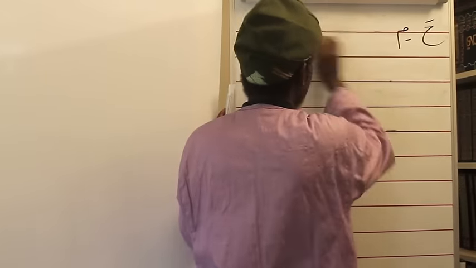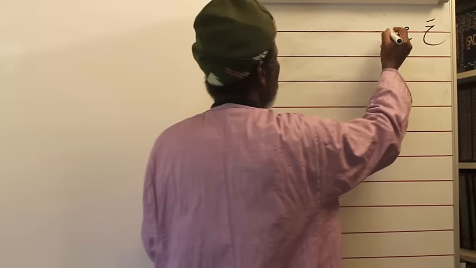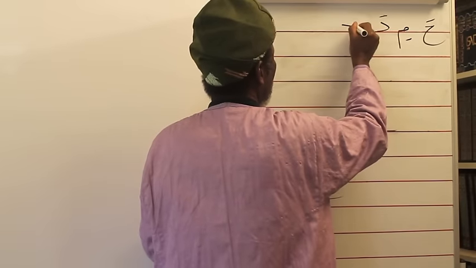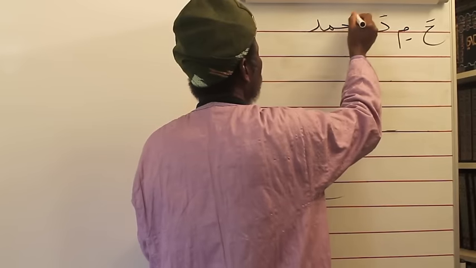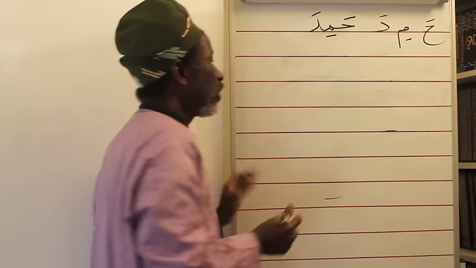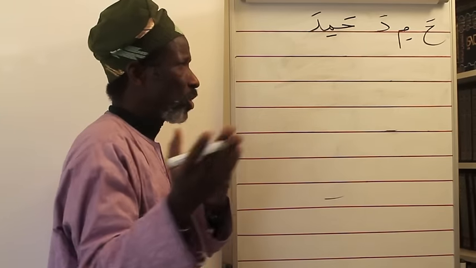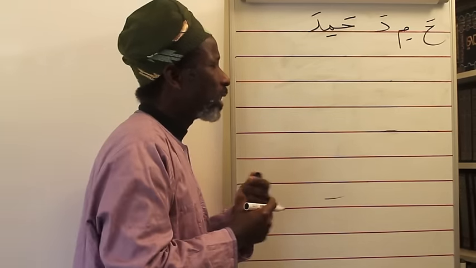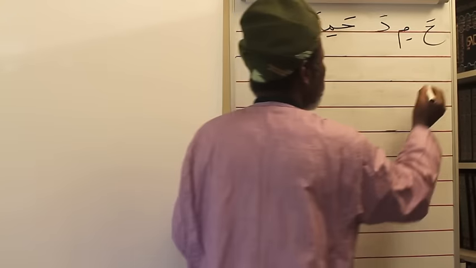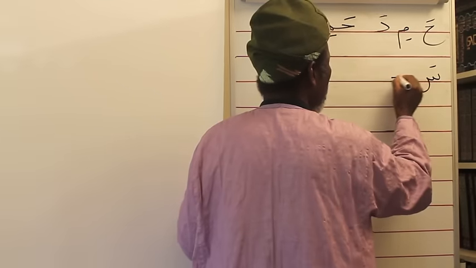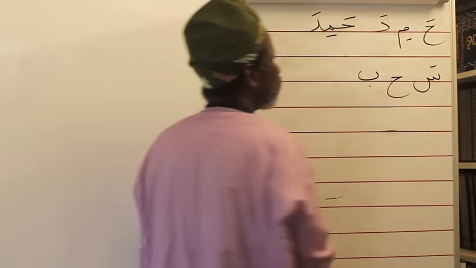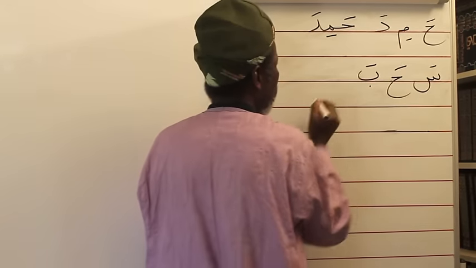Now we're going to do ha in the middle shortly. So ha me da. Now let's do the ha in the middle. What is on the book? It would be sahaba for us. Sahaba. Sa, ha, ba.